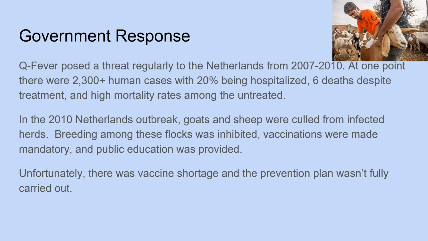Goats and sheep from 87 commercial dairy goat farms and 2 commercial sheep farms were culled from infected herds. Nearly 52,000 animals in total were euthanized, over 50,000 of which were pregnant goats or sheep. In addition to the culling, breeding among these flocks in general was greatly inhibited. Vaccines were made mandatory and a public education system was provided. Unfortunately, there was a vaccine shortage and thus the prevention plan wasn't fully carried out.